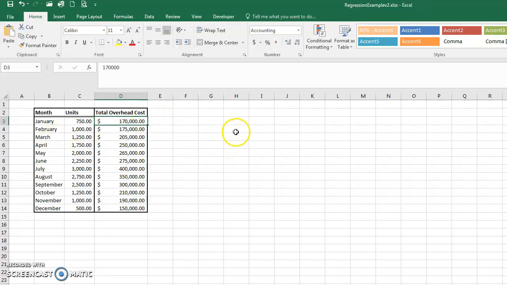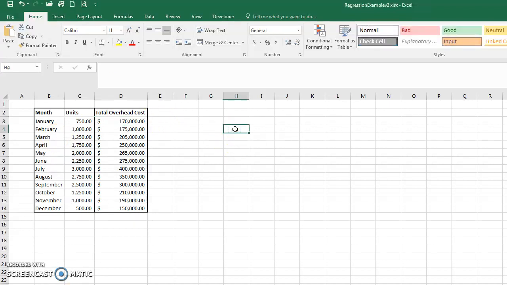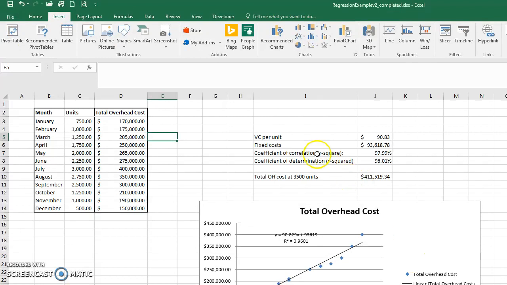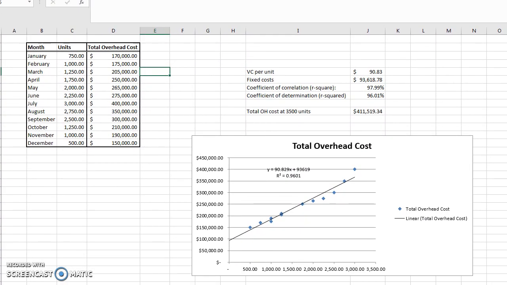Okay, so why don't we go ahead and start? We're going to come over here, and this file, called regression example 2.xlsx, is posted on Canvas. It is located under modules, so do not go to files, go to modules, and you'll find it there. Okay, if we come over here, here's our solution, and this is what we eventually want to get to: we have our variable cost per unit and we have our fixed cost.